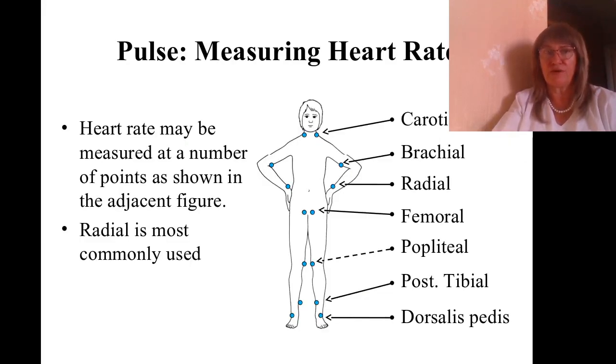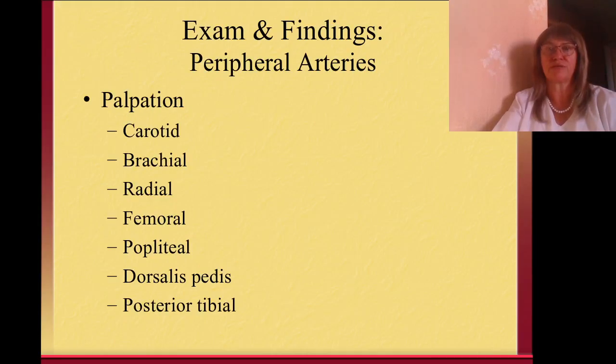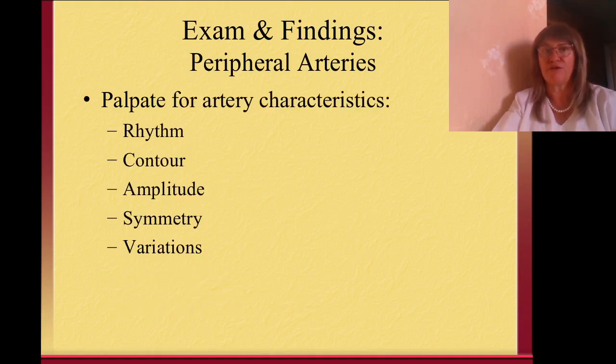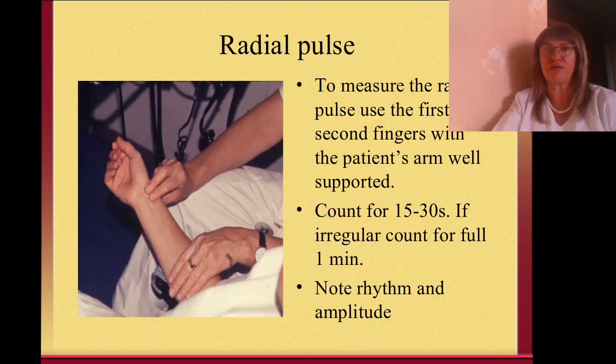Heart rate may be measured at a number of points as shown in the adjacent figure. Radial is most commonly used. We know such places for measuring heart rate: carotid, brachial, radial, femoral, popliteal, posterior tibial, dorsalis pedis, and others. Exam and findings: peripheral arterial palpation of the carotid, brachial, radial, femoral, popliteal, dorsalis pedis, and posterior tibial. Palpate for artery characteristics: rhythm, contour, amplitude, symmetry, variations.